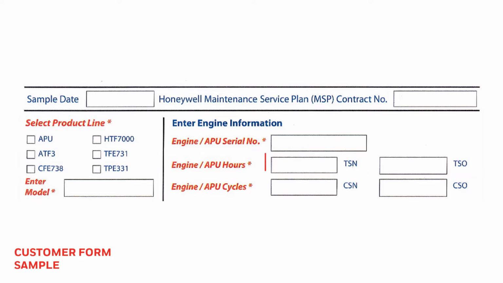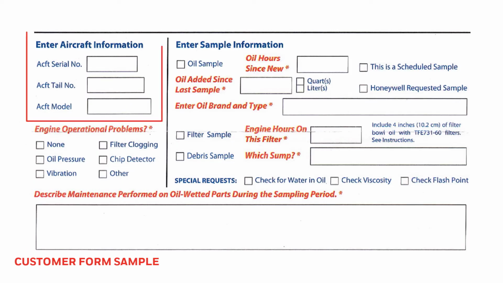Another key field which many customers don't update is the engine information, that is TSN, TSO, CSN, CSO. When we study the current SOAP sample with respect to its history and previous samples, these fields will give us the correct picture of the trend. We appreciate that a lot of customers are correctly filling the aircraft information section of the form.